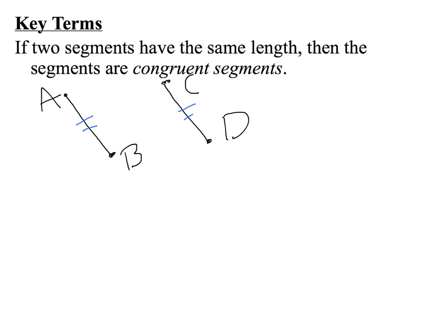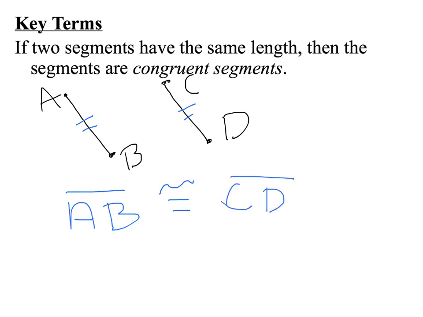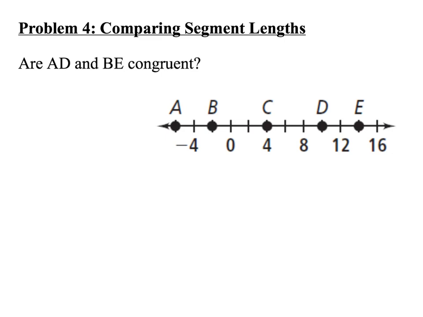If you were to write it out, it would look like this. AB, and again, when you're labeling that, it's just a straight line with no arrows. An equal sign with a little squiggle, that means congruent. And that's congruent to CD. So that's how we represent when we have two line segments congruent. So if we're looking at this and it says, are AD and BE congruent? There's two ways to solve this.